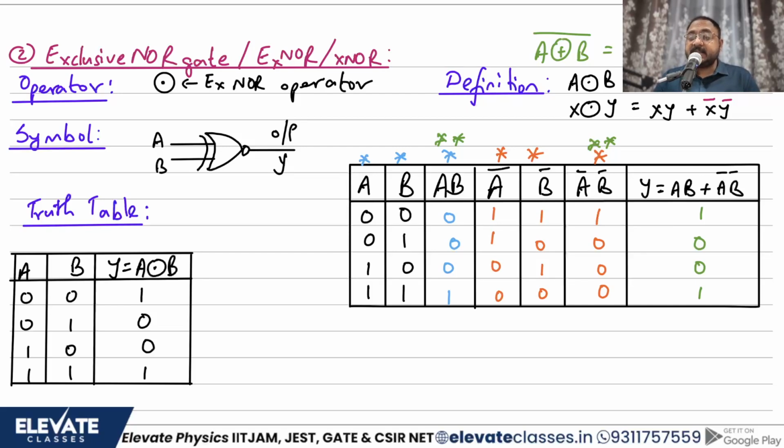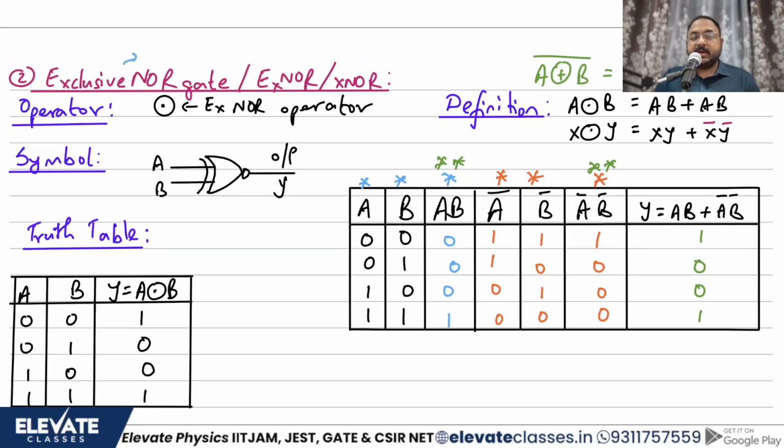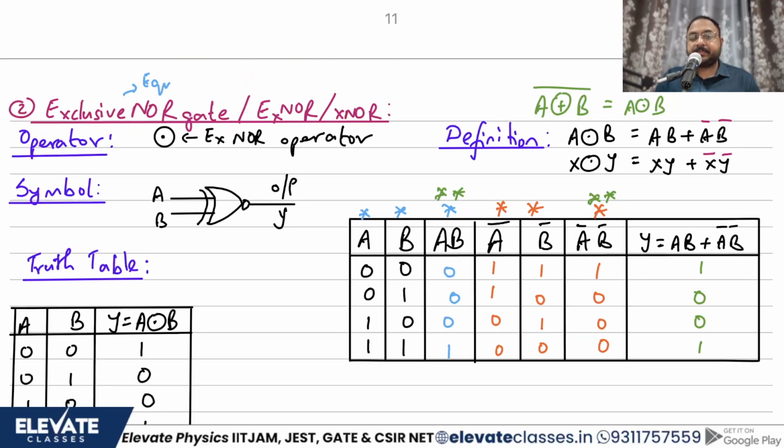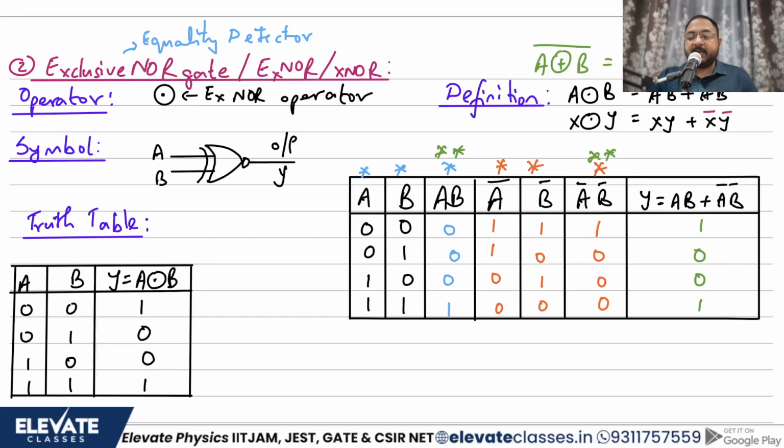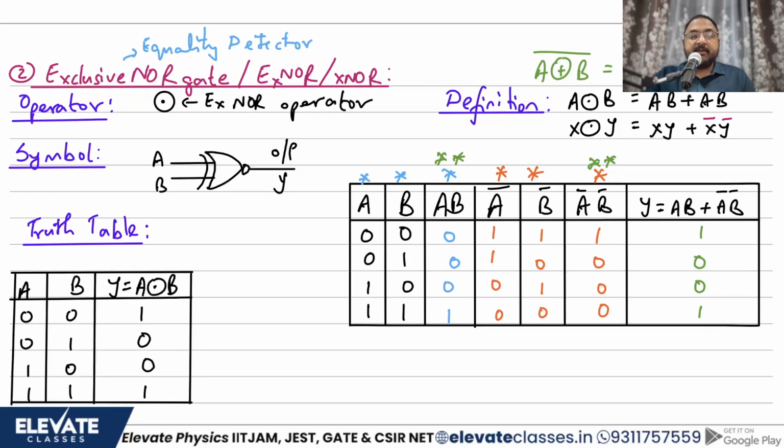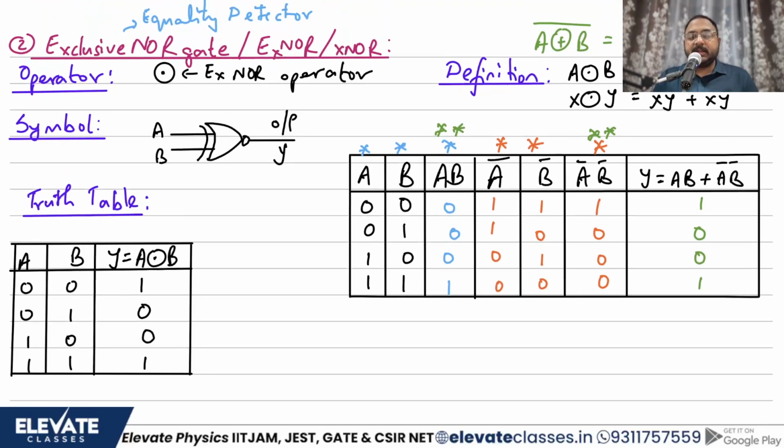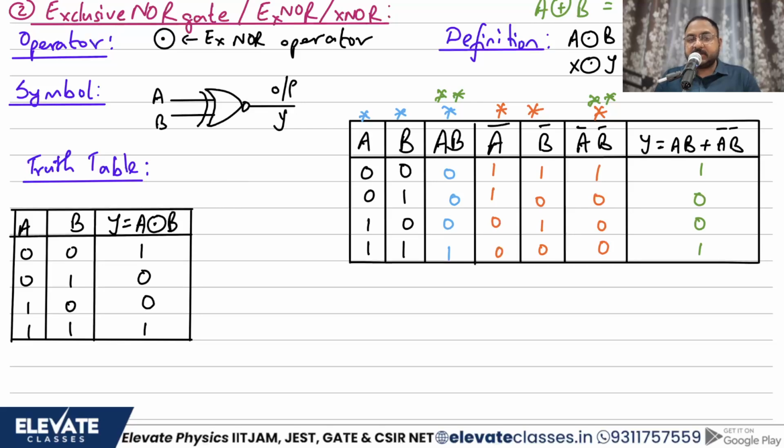The previous one was called an inequality detector. This one is called an equality detector. This particular gate is also known as an equality detector. Why do we call this an equality detector? Look at the truth table. For same inputs, the output is 1. And for different inputs, the output is 0.